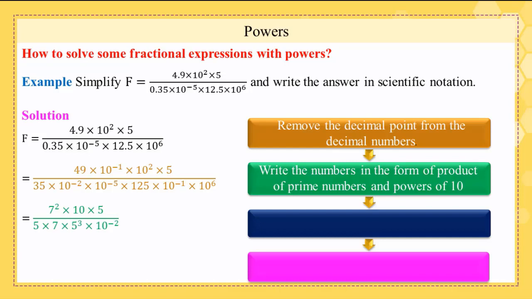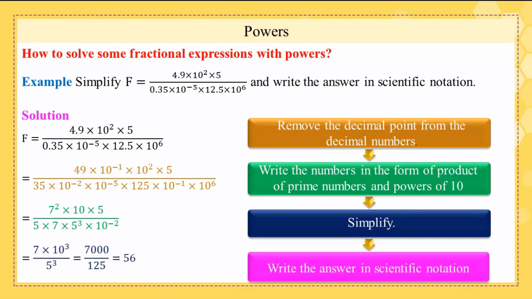We also work on the product of powers of 10. Here, 10 power minus 1 times 10 power 2 is 10 power 1, and 10 power minus 2 times 10 power minus 5 times 10 power minus 1 times 10 power 6 is 10 power minus 2. The third step is simplify. After we simplify this expression, we get 56. The fourth step is mentioned in the question, which is write the answer in scientific notation. So the scientific notation of 56 is 5.6 times 10.